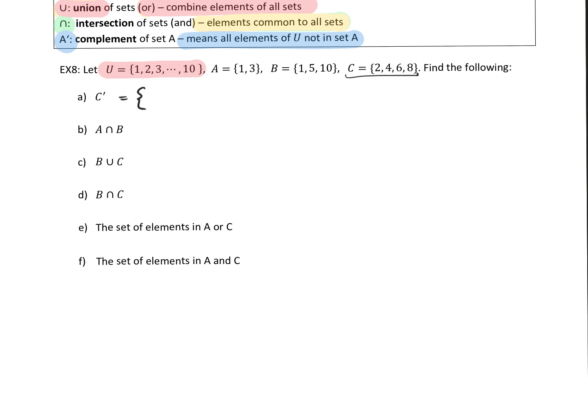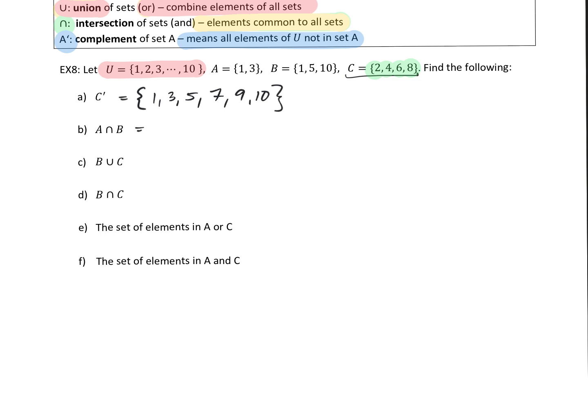So do we have 1 in C? No, we have 2, 4, 6, 8. We have all the even numbers besides 10. So C complement will be 1, 3, 4, 5, 6, 7, 8, 9, and 10. All the items that are not in C.